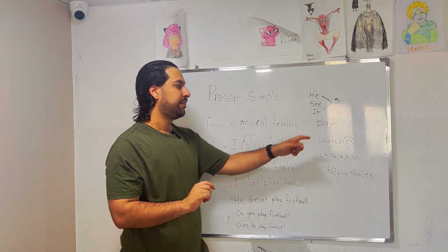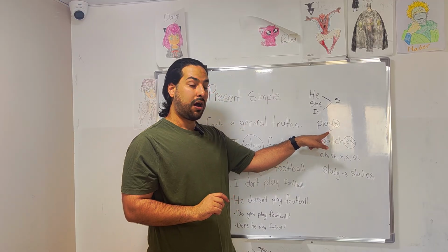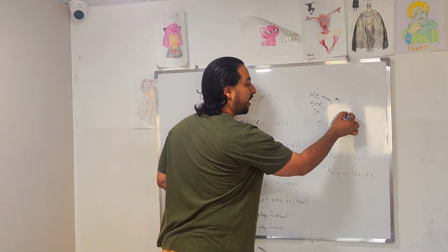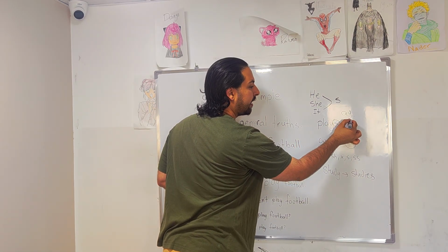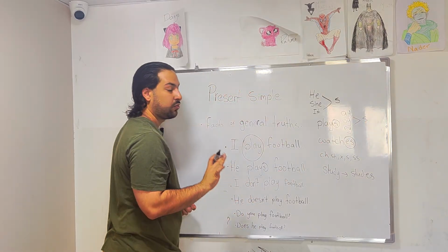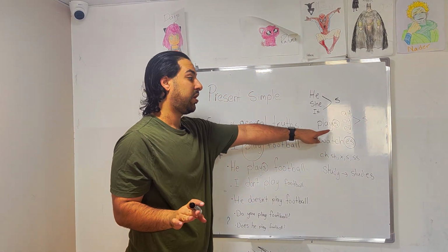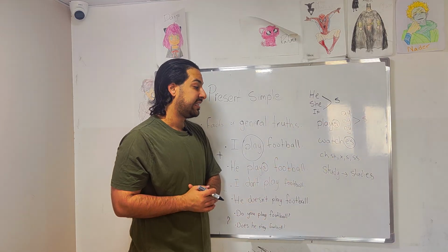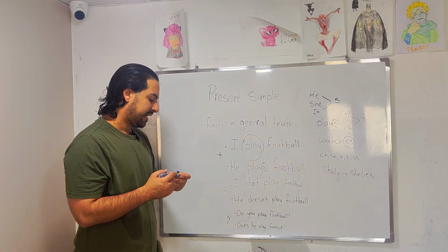Now here's the question. Play ends with a y, so why don't we remove the y? When you have ay, oy, or ey, we just add an s. We do not remove the y. So that's why play ends with a y and continues, we just add s. So this is how we add s.